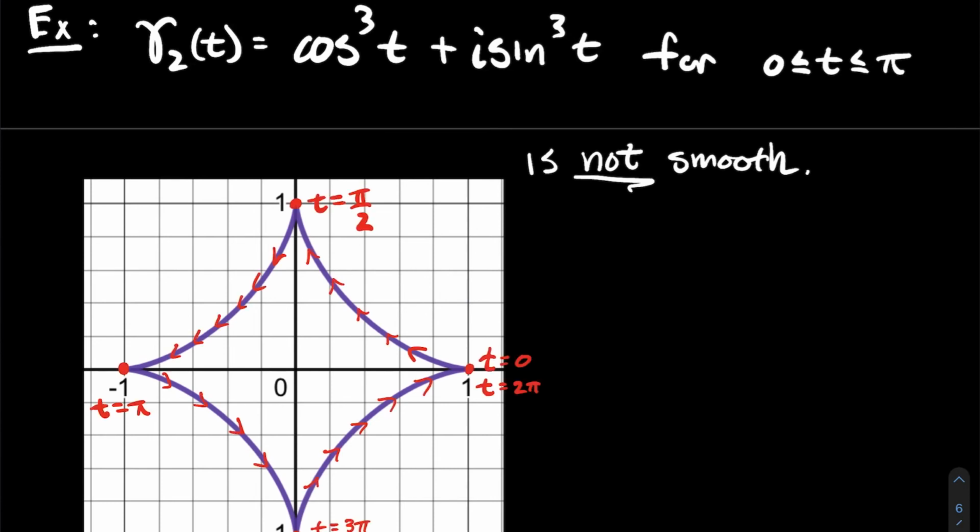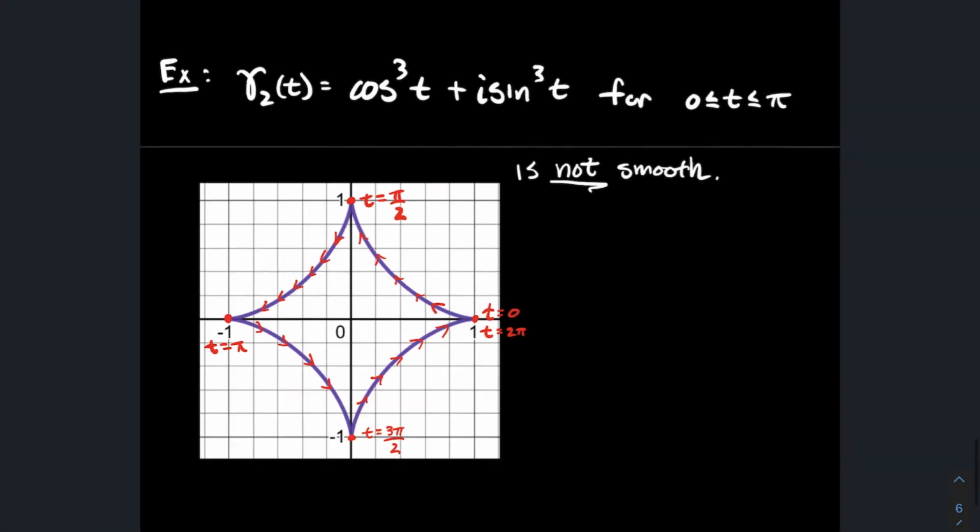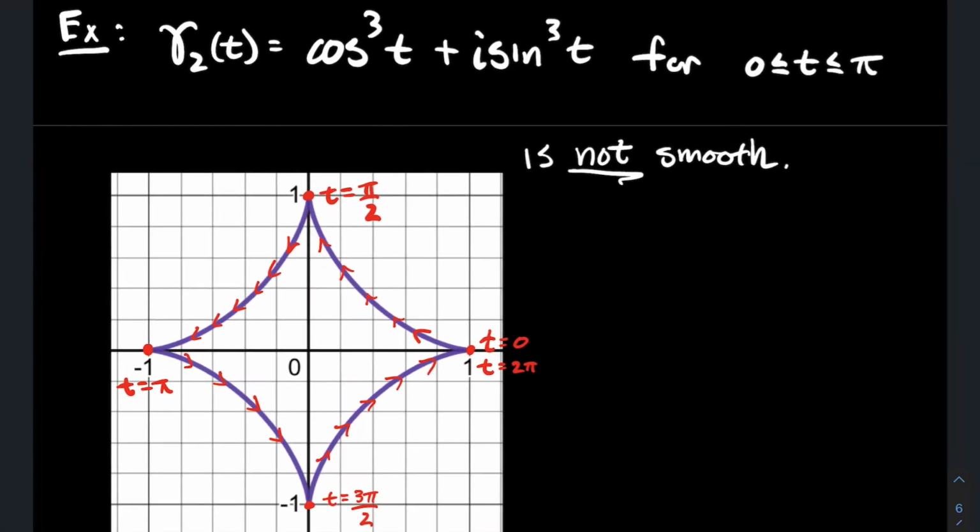But what are the problems? The problems about being smooth are kind of like what you think in a calculus class. We can't have sharp edges. And so I'm betting that these 4 corners are going to be the bad spots. And just for reference here, my t's are 0, pi over 2, pi, 3 pi over 2, and 2 pi. So I'm guessing those are going to be the bad spots.